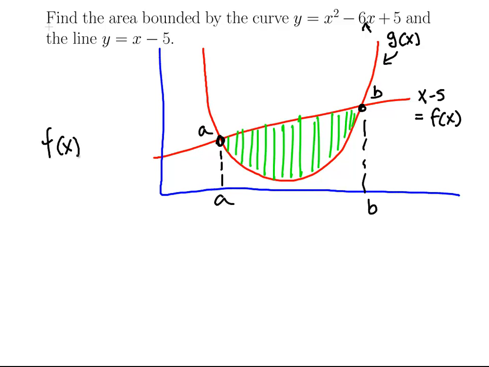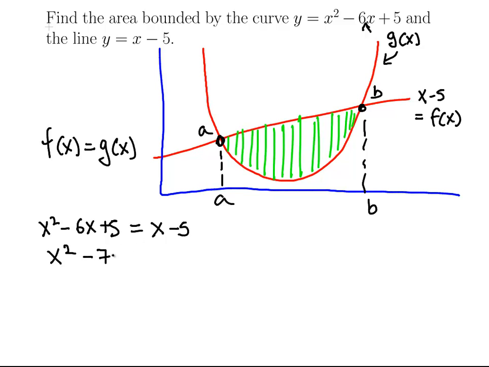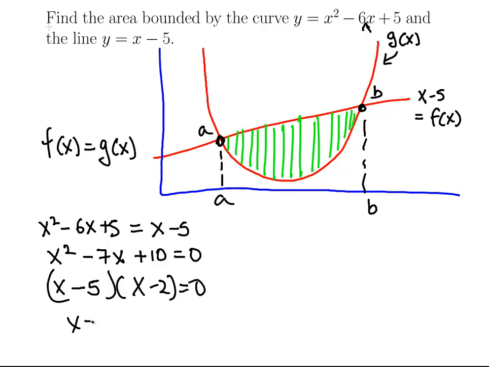So anyway, find the points of intersection. Let f of x equal g of x, and we would have x squared minus 6x plus 5 equals x minus 5. That is equal to x squared minus 7x, subtract x from both sides, and add 5 to both sides, plus 10. That is equal to 0. So we have a little quadratic there. Let's factorize it. That is x minus 5 and x minus 2 equals 0. So x is equal to 2 or x is equal to 5. So this is 2 there, and that is 5 there.